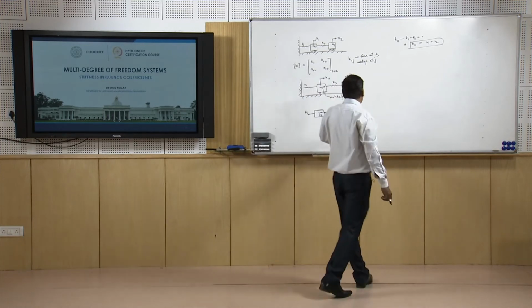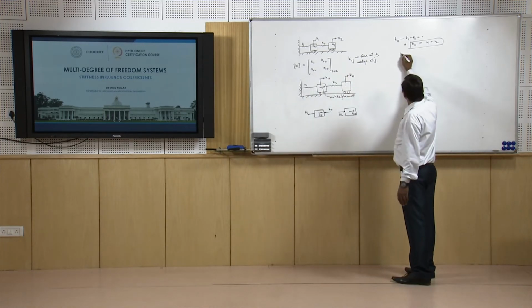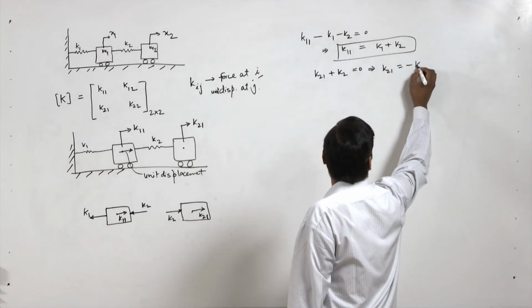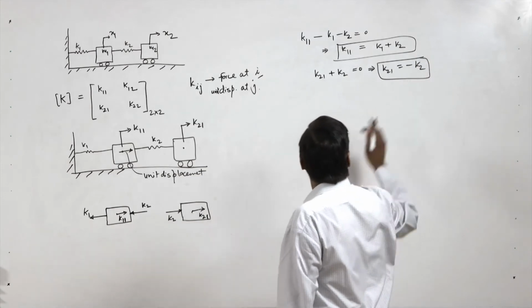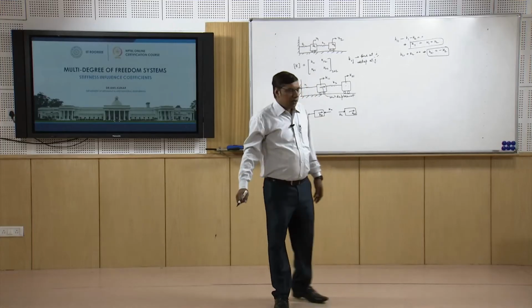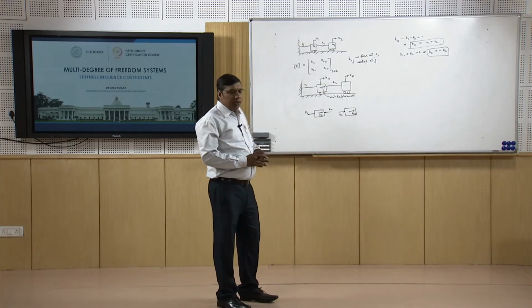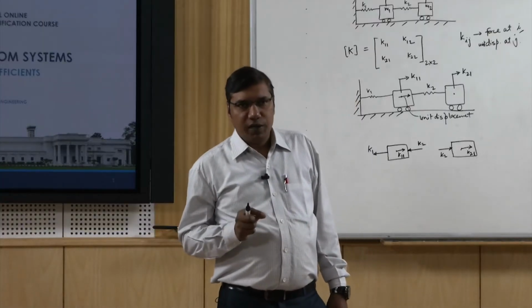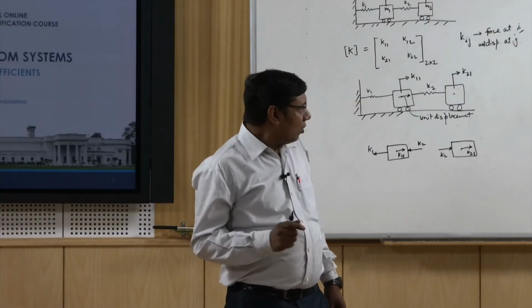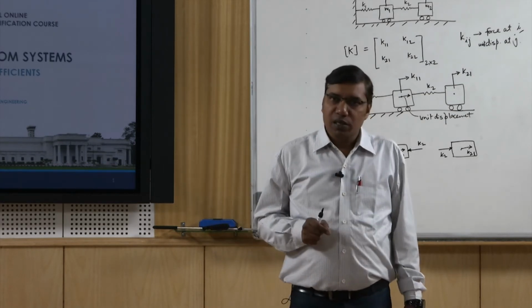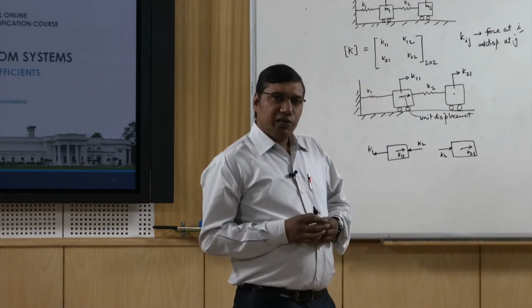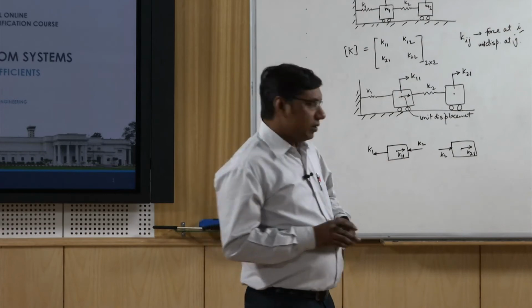Now for the second mass, we have K21 plus K2 equal to 0, and this implies that K21 equal to minus K2. So we have got the second influence coefficient. So K11 is the force that is developed at 1 when we apply a unit displacement at 1, while K21 is the force that is developed at 2 when we apply a unit displacement at 1.